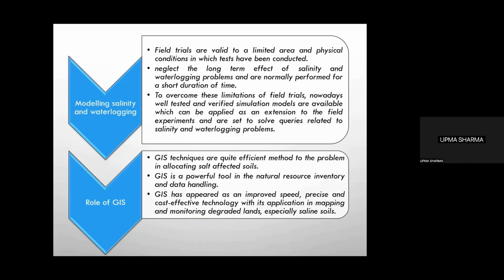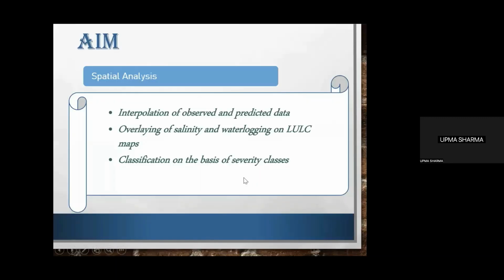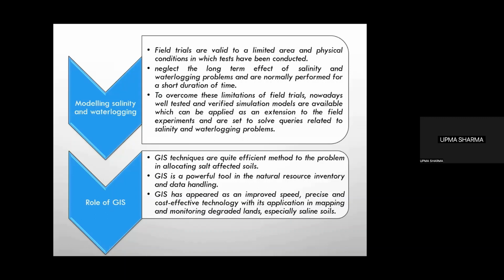So for that spatial analysis, we use GIS techniques, which are quite an efficient method to solve this problem in locating the salt-affected soils. GIS is a powerful tool in natural resource inventory and data handling. Also, it has appeared as an improved, speedy, precise and quite cost-effective technology, as the software is easily available. You don't have to pay a lot for all these software. So its application in mapping and monitoring degraded lands, especially saline soils, is very, very effective.